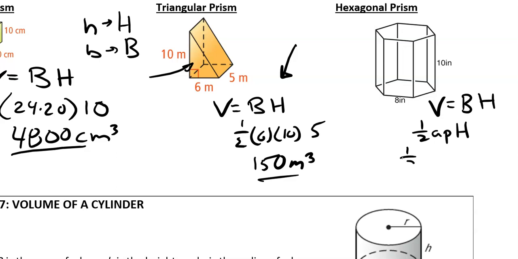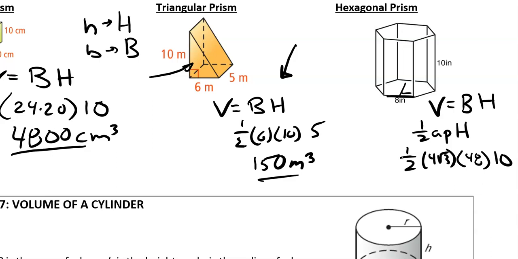So we can put in 1/2. If this whole thing is 8, half of it's 4, and what is your apothem going to be? 4 root 3. And the perimeter is 48. And the height of the figure is 10.